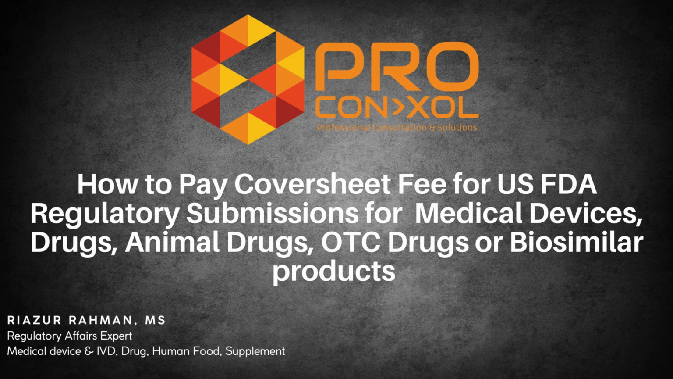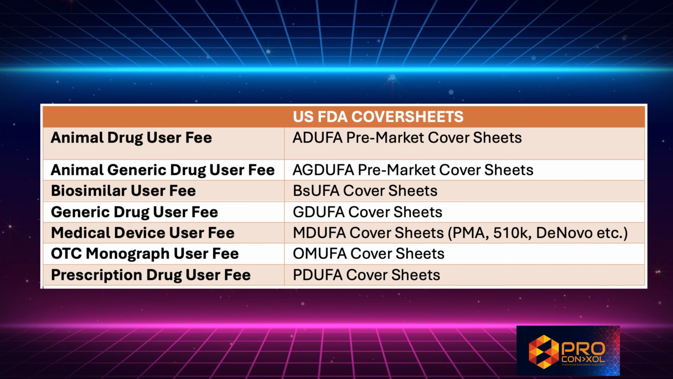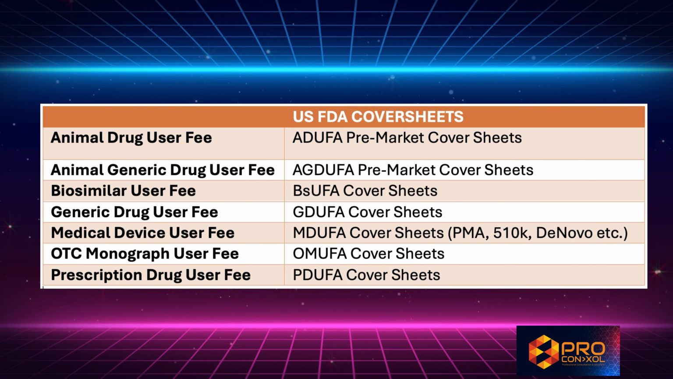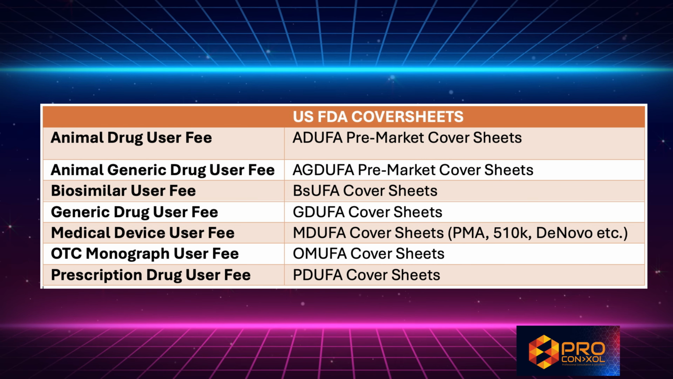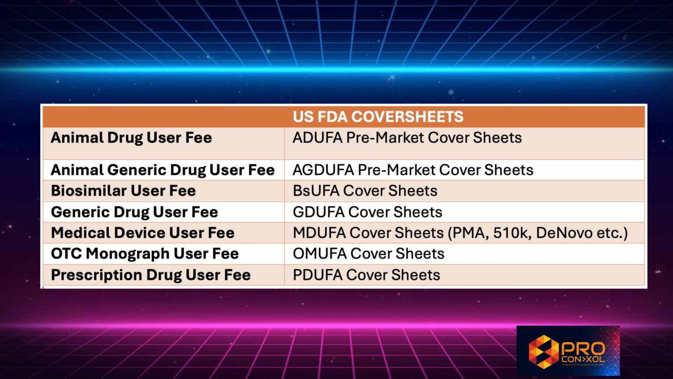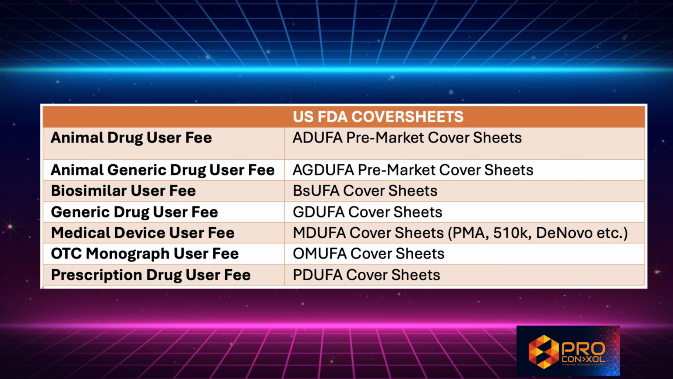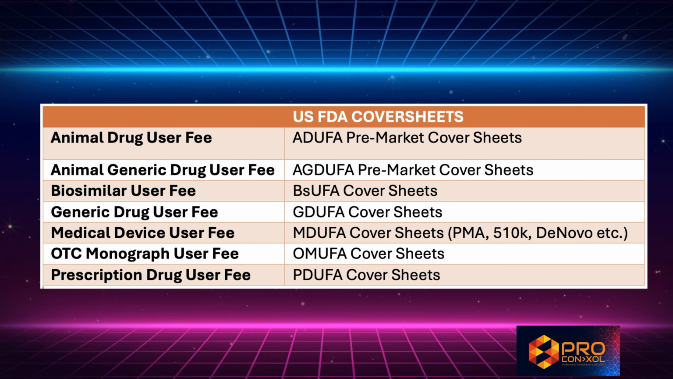I am Riazur Rahman, a regulatory expert, and in today's video, I'll walk you through how to make the Coversheet payment for an FDA 510(k) or a PMA submission. The same process is also applicable to other types of Coversheet payment, such as animal drug user fee, animal generic drug user fee, biosimilar user fee, generic drug user fee, medical device user fee, over-the-counter monograph user fee, and prescription drug user fee.